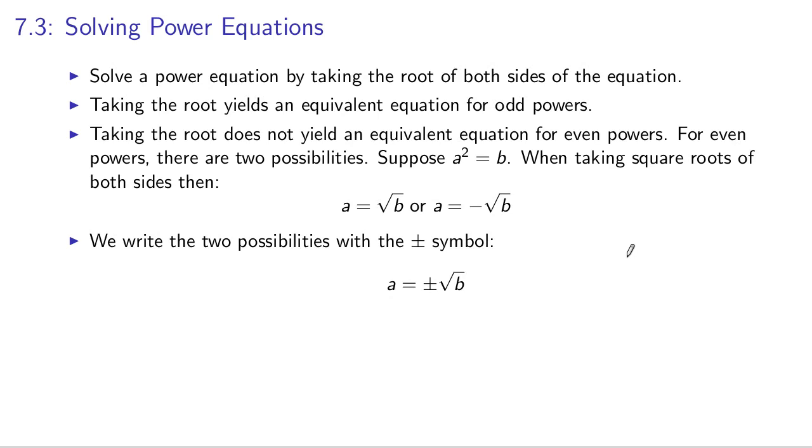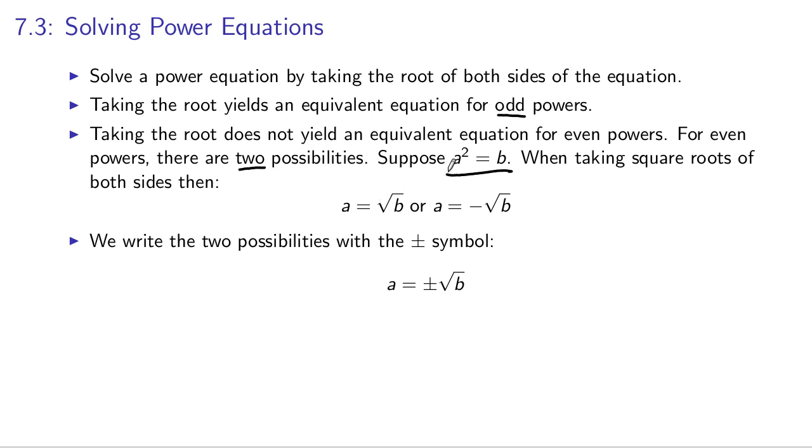To solve a power equation that involves integer exponents, we need to take the root of both sides of the equation. For odd powers, this doesn't pose a problem, but it does not yield an equivalent equation if there's an even power, because there are two possibilities. Think about it. What if we have this equation, a squared is b? Just an arbitrary equation with abstract numbers.